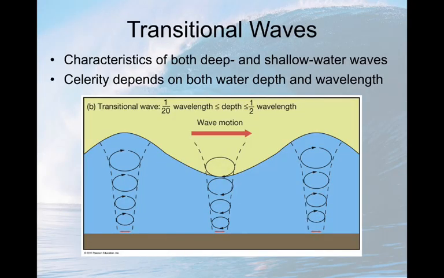This is just a diagram showing the same thing. You can see here that the orbitals are slightly more elliptical than perfectly round. They're interacting just slightly with the bottom, and that's all you really need to take away from this.